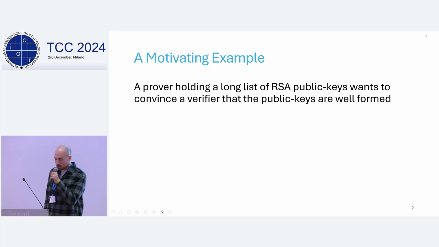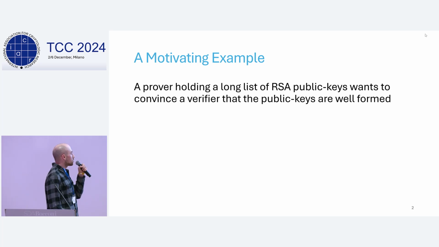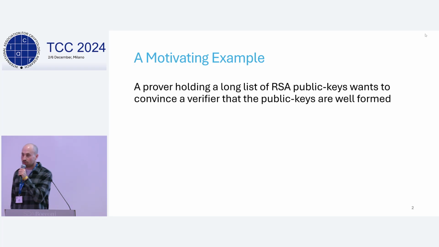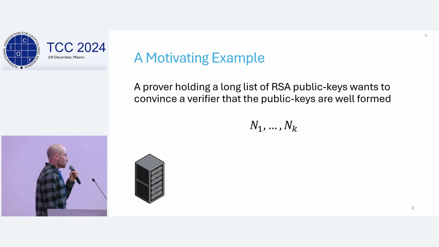So let's begin with a motivating example. Let's say there's a prover that holds a long list of RSA public keys, and he wants to convince some verifier that all of the public keys are well-formed. That actually means that each one of them should be a product of exactly two primes.